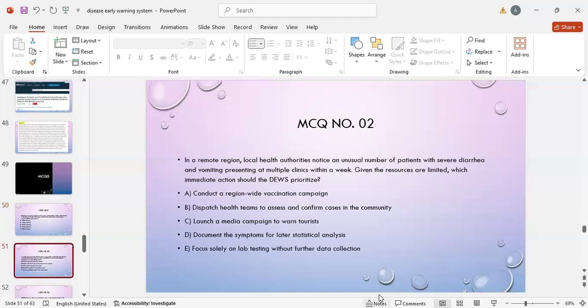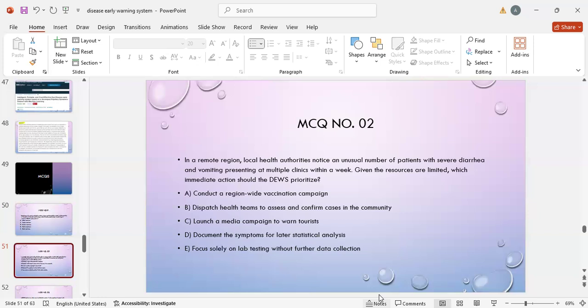In a remote region, local health authorities notice an unusual number of patients with severe diarrhea and vomiting presenting in multiple clinics within a week. Given that resources are limited, which immediate action should the eDEWS prioritize? Option A, conduct a region-wide vaccination campaign. Option B, dispatch health team to assess and confirm cases in the community. Option C, launch a media campaign to warn tourists. Option D, document the symptoms for later statistical analysis. Option E, focus solely on lab testing without further data collection.